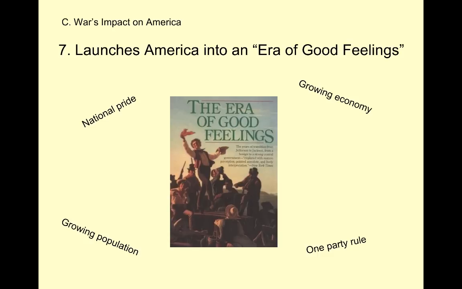And then, of course, in the bottom left, we see a growing population. America's growing in size, it's growing in power, it's growing in population, and we're feeling very optimistic at the start of the era of good feelings. And that rounds out some of the results of the War of 1812.